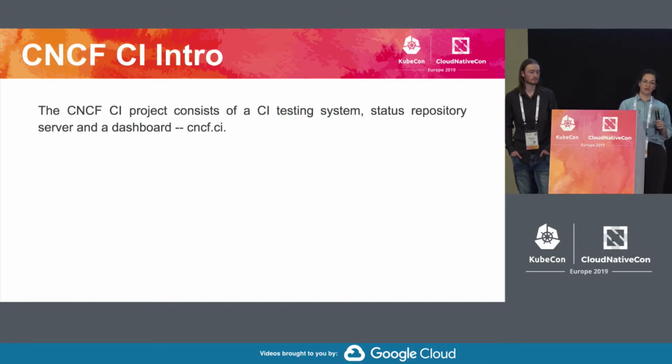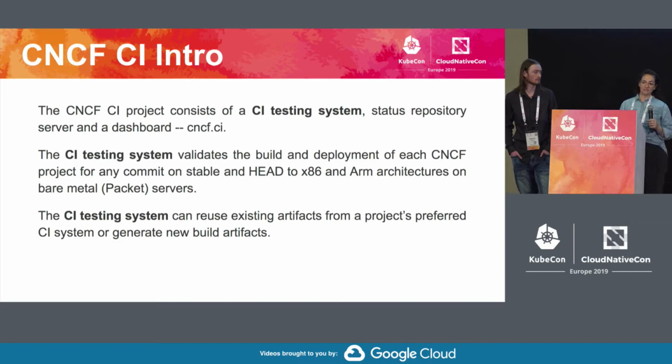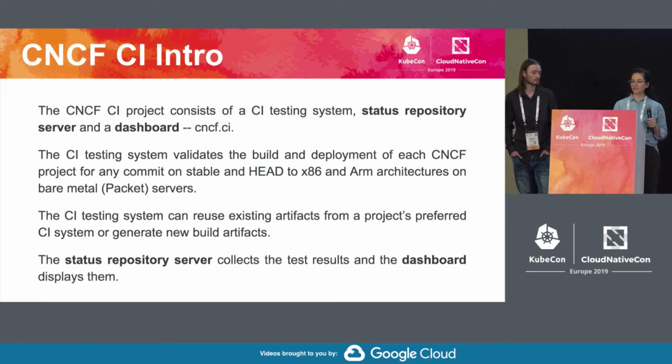So the CNCF CI project consists of 3 parts: the CI testing system, the status repository, and the user-facing dashboard at cncf.ci. The CI testing system validates the builds and deployments for CNCF projects on their stable and head releases, on x86 and ARM architectures, on bare metal Packet servers. And the CI testing system can reuse existing artifacts from the project CI, or it can build artifacts on its own. And then the status repo collects those test results and pushes it out to the user-facing dashboard.